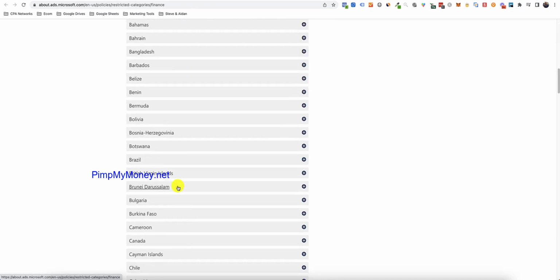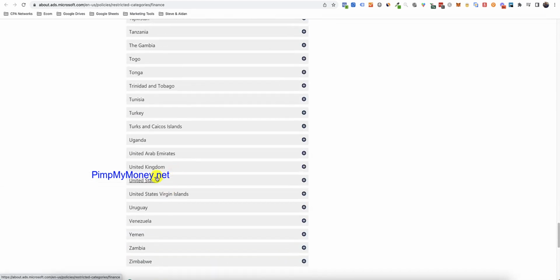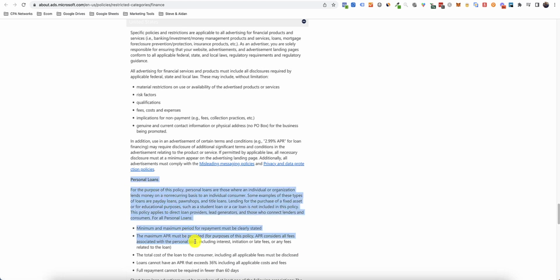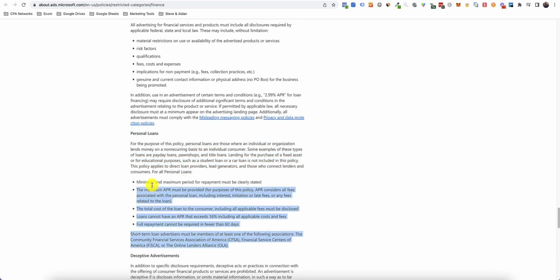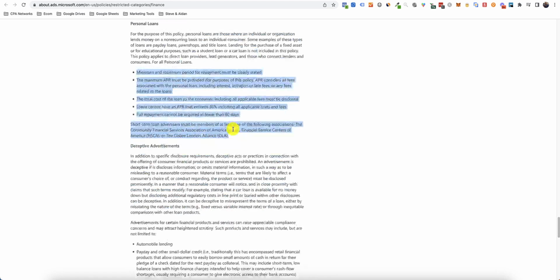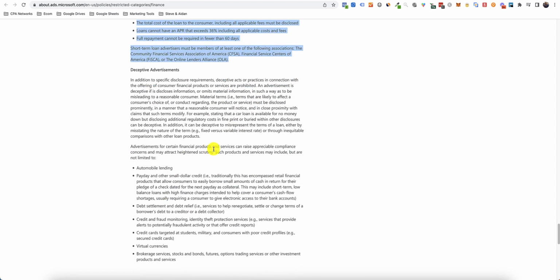And then some countries allow things that other countries don't. For example, in the United States, I believe you can do personal loans. Yeah, see, you can do personal loans, but you have to follow all of these requirements. As long as you have these requirements on your pages, then you're fine, okay? But other countries might not like personal loans, so that is something to keep in mind. Advertisement for certain financial products and services can raise appreciable compliance concerns and may affect heightened scrutiny. So not saying don't do it, but just be careful. Like auto loans, debt settlement and relief, doesn't mean you can't do it. It means it's more challenging, okay?